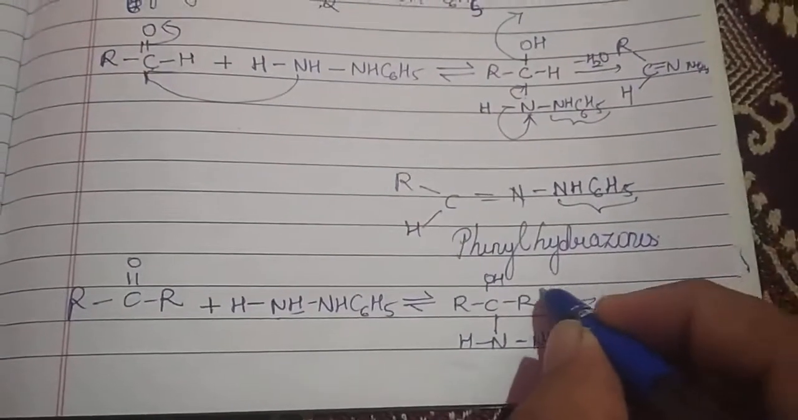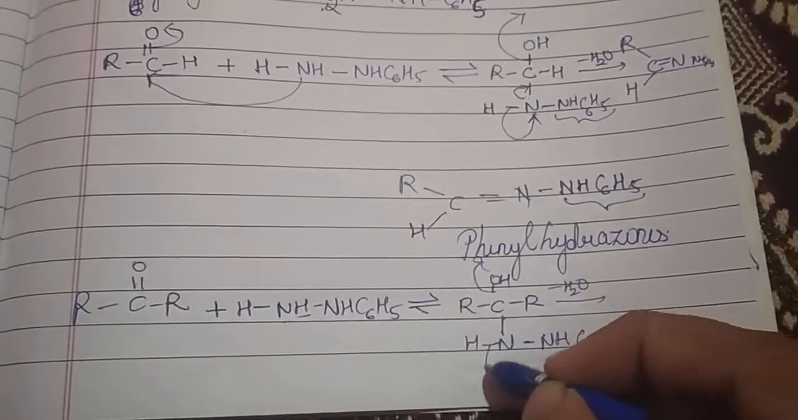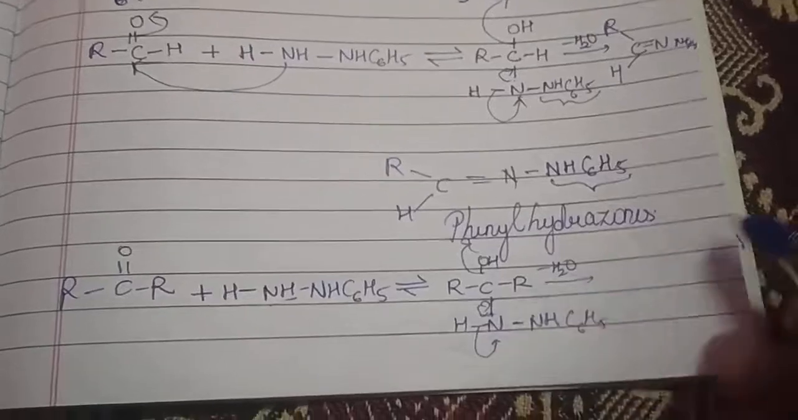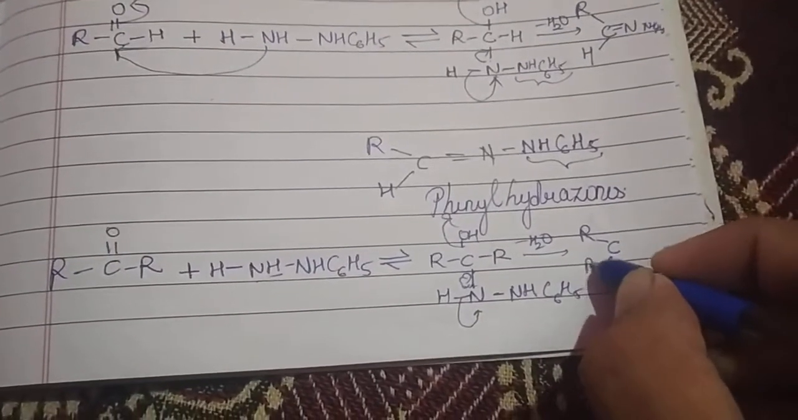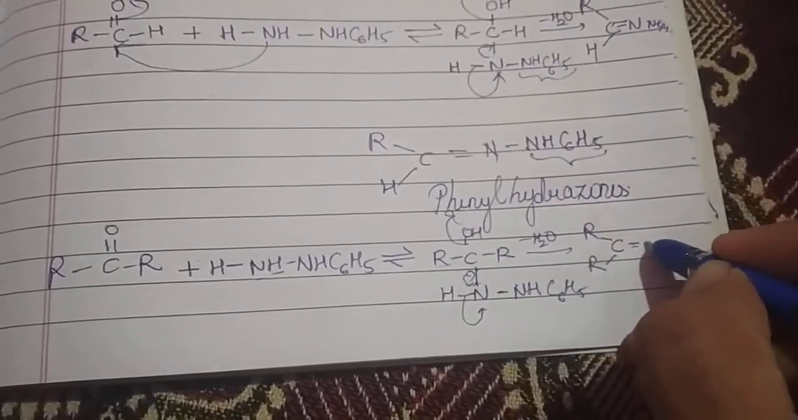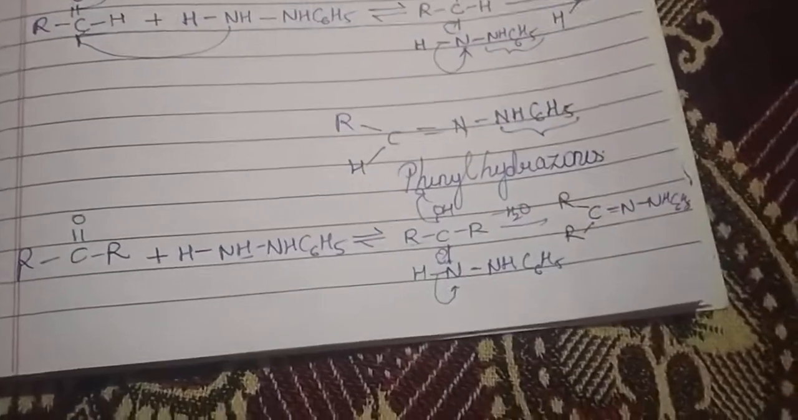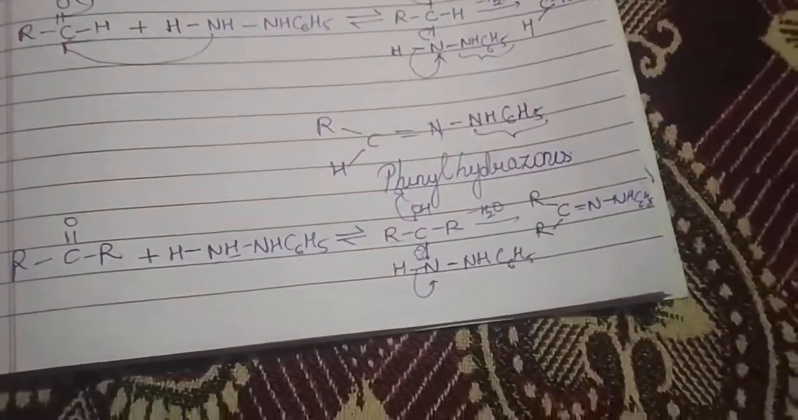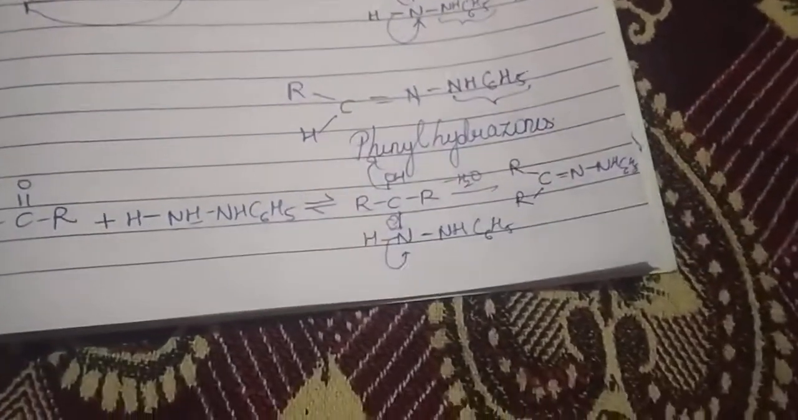So when you remove the water from over here, this is going out, and the lone pair of electrons on the nitrogen will be provided over here. So we'll get the final structure as RC R double bond N single bond NH C6H5. So this is called as what?